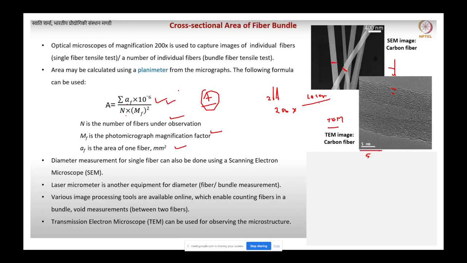Software is also available which enables counting fibers in a bundle and measuring voids between two fibers. Suppose there is a void; you can also calculate the void between two fibers. The TEM can be used for observing the microstructures. Here you can see this is your TEM image, and this is your SEM image. So these are some imaging techniques that you can use to observe the carbon fibers.